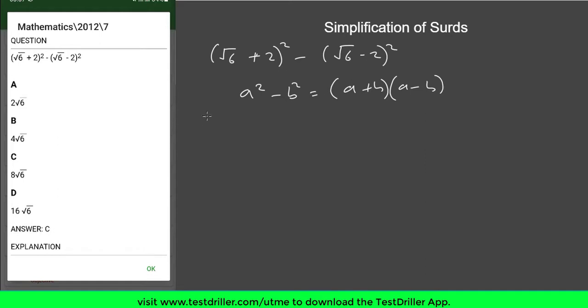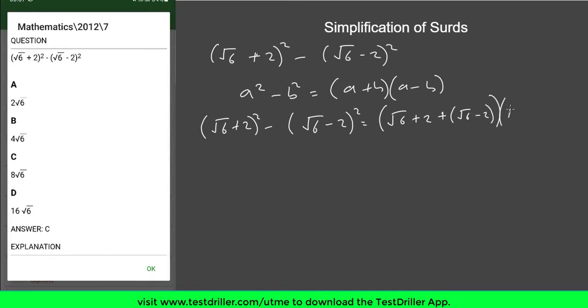So we can say that (root 6 plus 2) squared minus (root 6 minus 2) squared can be equated to, take this to be a, take this to be b. So that becomes (root 6 plus 2) plus (root 6 minus 2). Then you have another bracket, which is (root 6 plus 2) minus (root 6 minus 2).